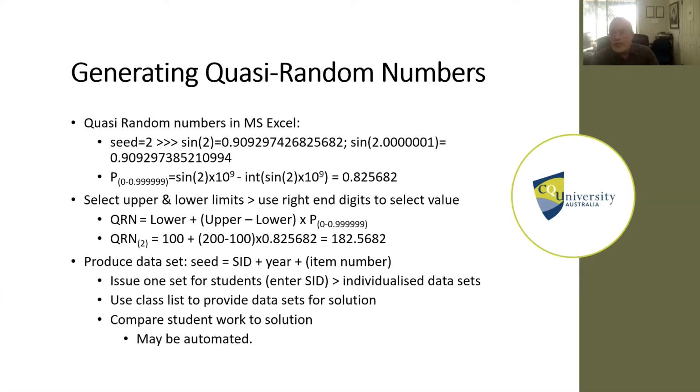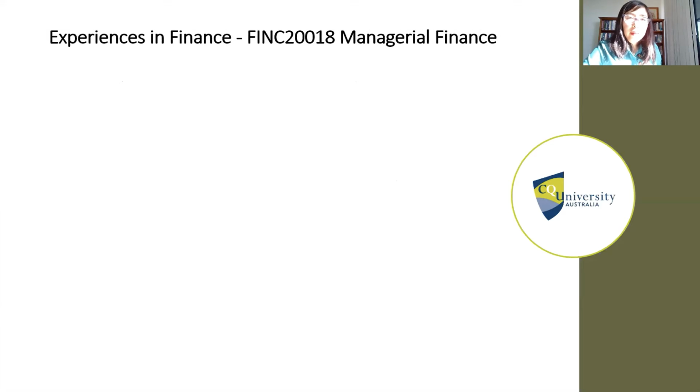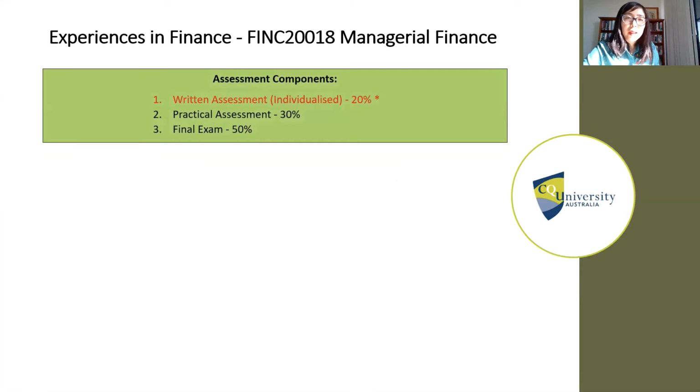What we'll do now, I'll move to Lan Sun, who will show us applications of it in finance. Thanks, Garrick. The use of quasi-random data to generate individualized student assignments has been applied in teaching statistics, mathematics, and accounting. So we are thinking about whether we can apply this method in finance and property courses, which are also heavily quantitative.